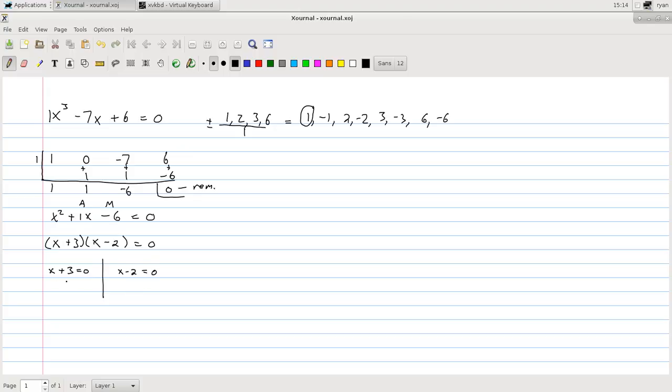We'll solve this first equation by subtracting 3 on both sides, which gives us x equals negative 3. Over here we'll add 2 to both sides of the equation, so we get x equals 2. So now we've found all three roots. We found x equals 1. Now we've just also found that x equals negative 3 and x equals 2 are also roots of the equation. So that makes our solution x equals 1, x equals negative 3, and x equals 2.